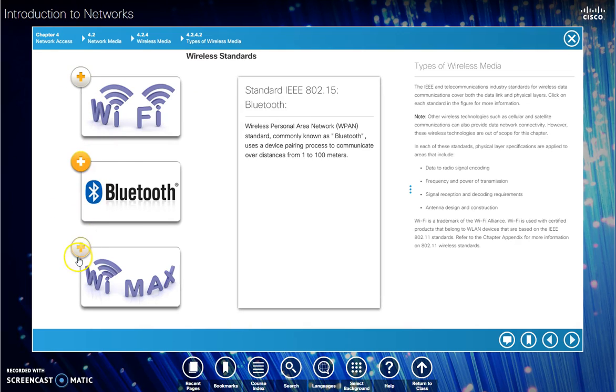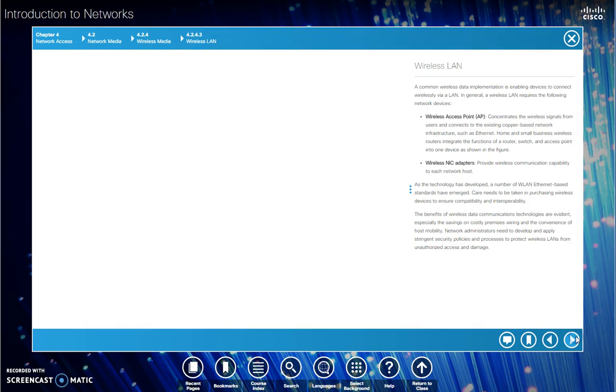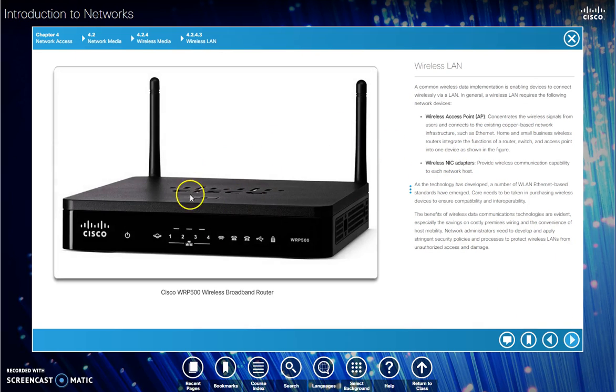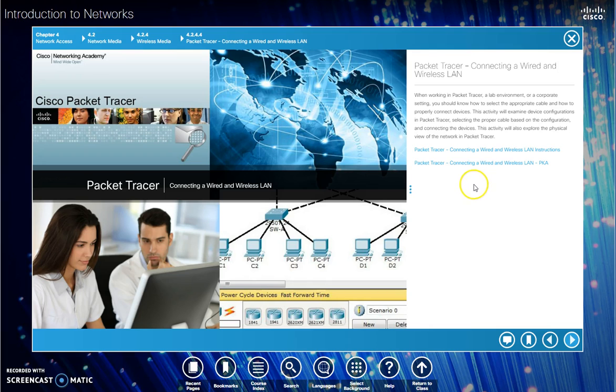Standards for different types. Bluetooth is short range, like your headsets. WiMAX is citywide. Wi-Fi is what you're used to. An access point is like your router at home, except it only does Wi-Fi and plugs into a bigger wireless setup at home. NIC adapters, yeah, we probably have them. Your laptop has one built in, but you can put them on the back of your PC.